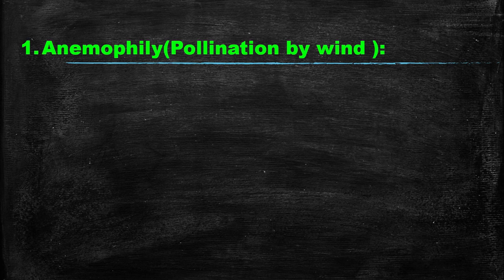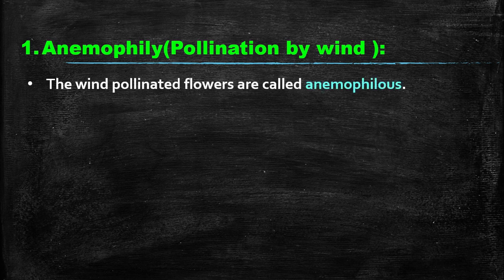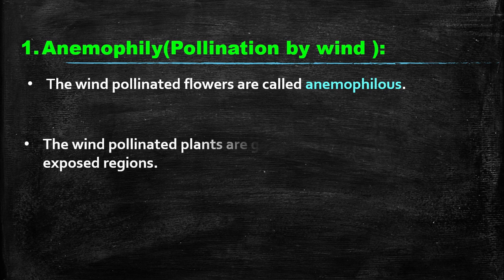Anemophilous pollination, pollination by wind. The wind pollinated flowers are called anemophilous flowers. Wind pollinated plants are generally situated in wind exposed regions, because then only can the pollen grains travel in the wind without any hurdles, so that it reaches the stigma of the same species.